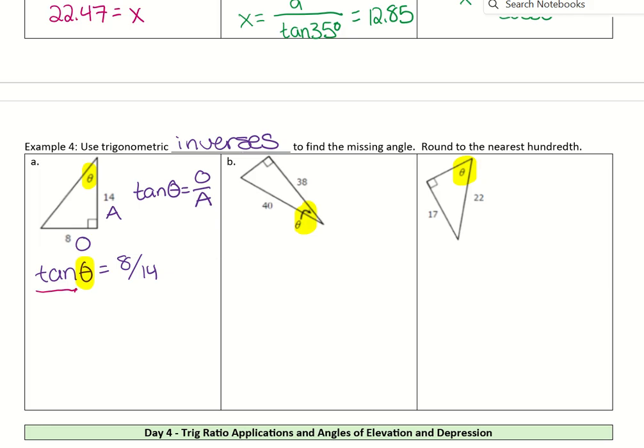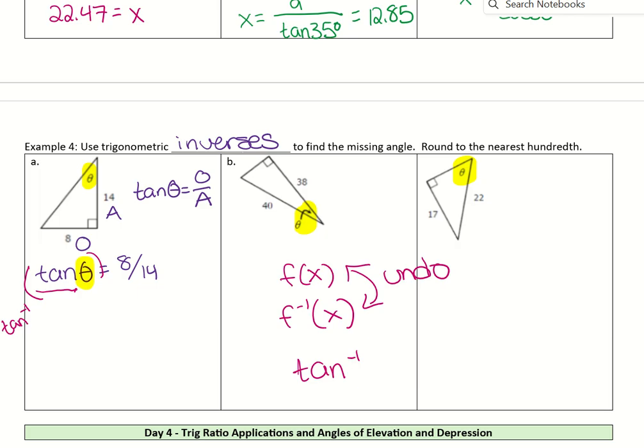So how do we make tangent go away? Well, just like we undo adding with subtracting or multiplying with dividing, we undo tangent with an operation called inverse tangent. You can write this one of two ways. You can write this, it looks like tangent to the -1, but it's not. Remember when we talked about inverses? An inverse function f of x, its inverse looks like this. It just means that they undo each other. So tangent to the -1 doesn't actually mean to the -1. It just means that it undoes tangent.